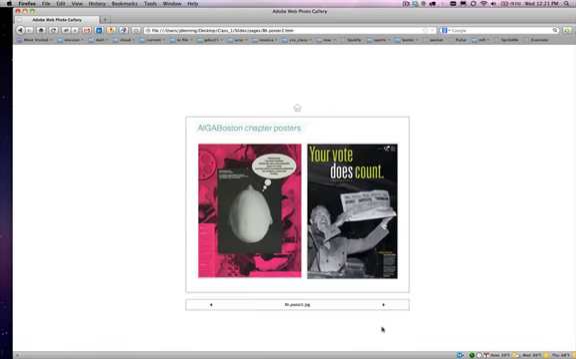AIGA is a design organization, and it's a really good place to go. If you go to the AIGA website, you'll see a lot of influential designers, great poster design, and it's just a good place to be inspired, especially when you start working on your own designs for your posters.